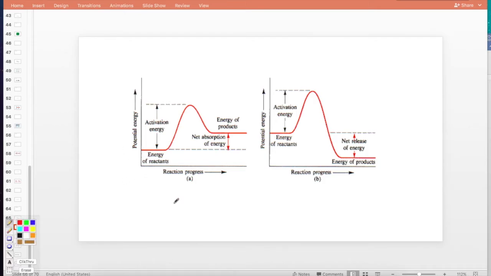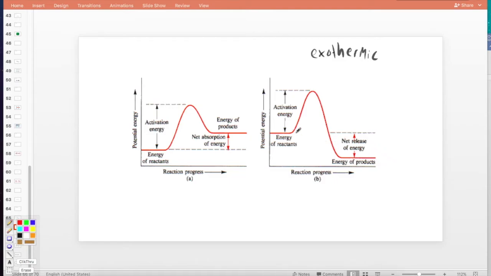Here are two graphs showing, as the reaction progresses, the potential energy of the system. Can you tell me which system is endothermic and which system is exothermic? This graph over here represents an exothermic chemical reaction. How do I know that? Because compare the energy of the reactants compared to the energy of the products. The whole system ends with less energy than it started with. Yes, I do have to add energy in to break the old bonds. That's activation energy. But then I get even more energy out.